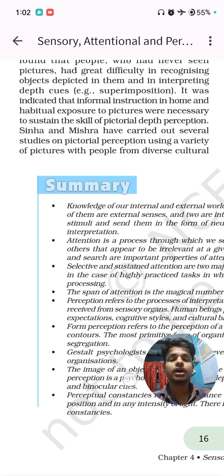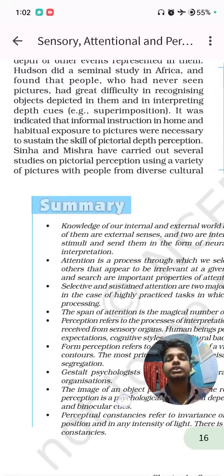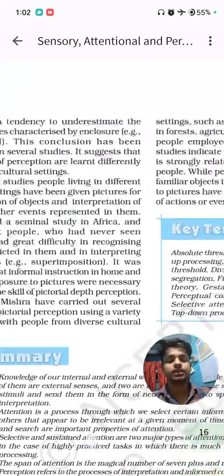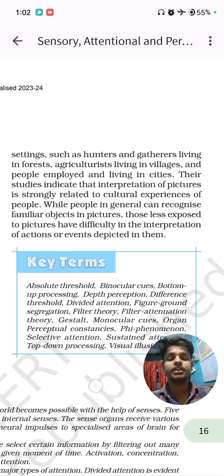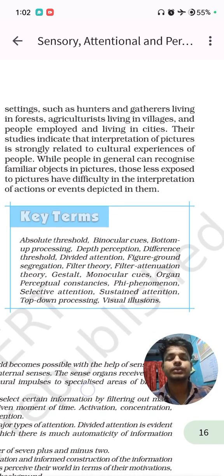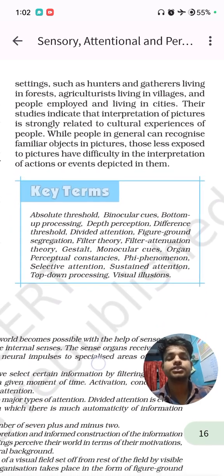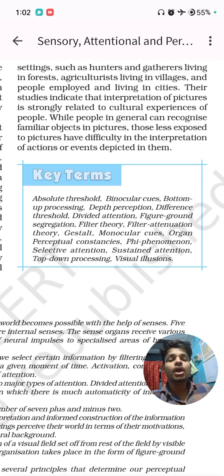Sinha and Misra have carried out several studies on pictorial perception, using a variety of pictures with people from diverse cultural settings such as hunters and gatherers living in the forest, agriculturists living in villages, and people employed and living in cities. These studies indicate that the interpretation of a picture is strongly related to the cultural experiences of the people. People in general can recognize a familiar object in a picture, but those not exposed to pictures have difficulty in interpreting the action or event depicted in them.